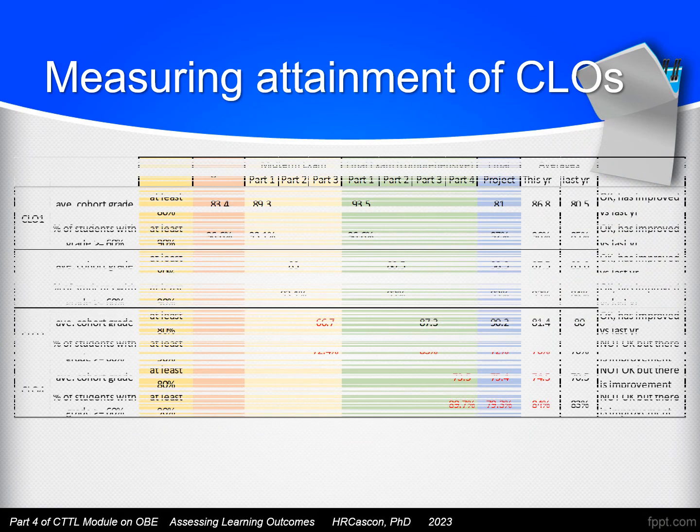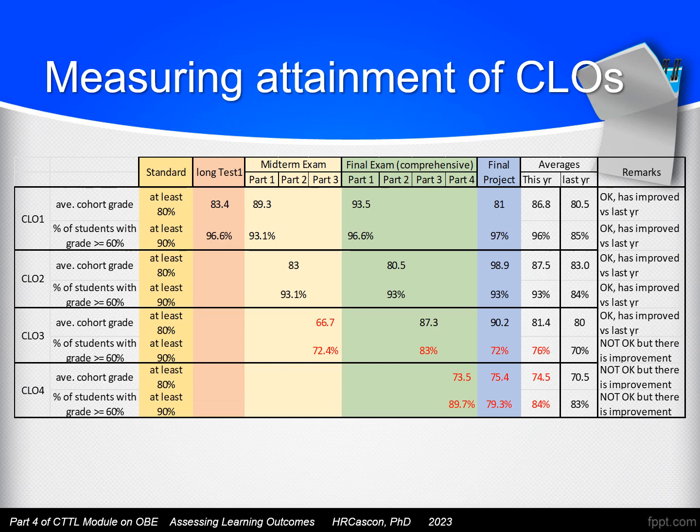Based on the syllabus, where we indicated connections among CLOs, assessments and topics, we can generate a quantitative measurement on how well students are achieving each course learning outcome. The levels of CLO attainment are indicated as highlighted.